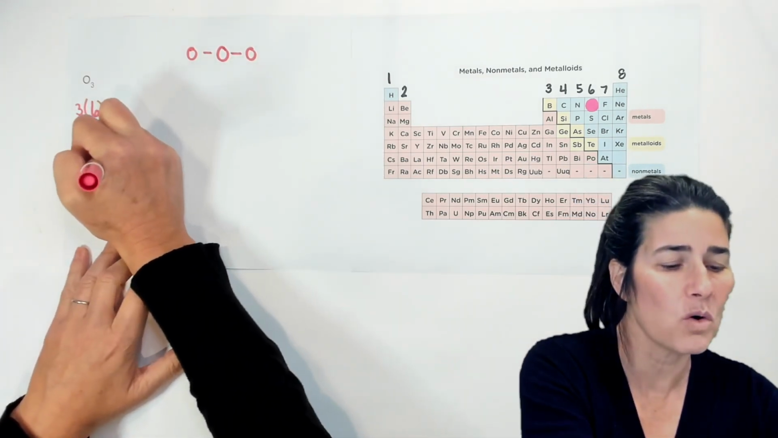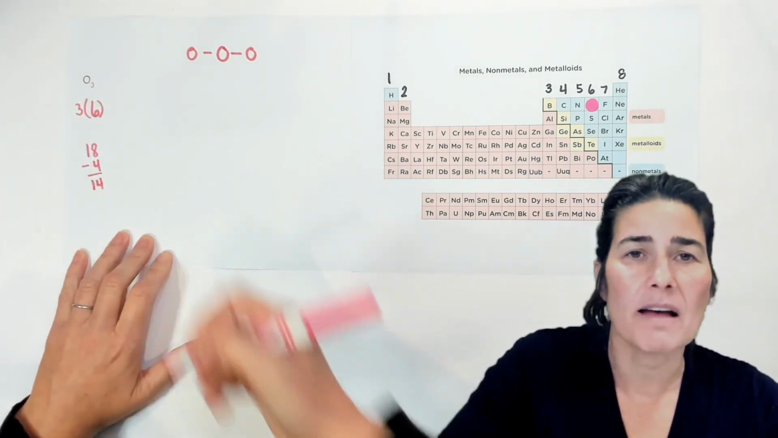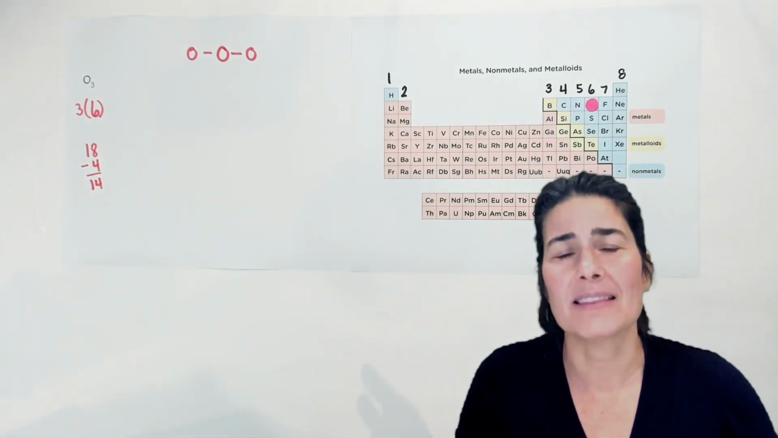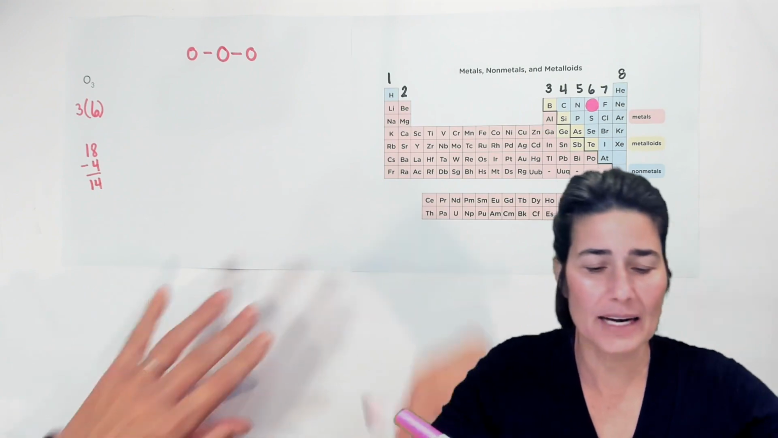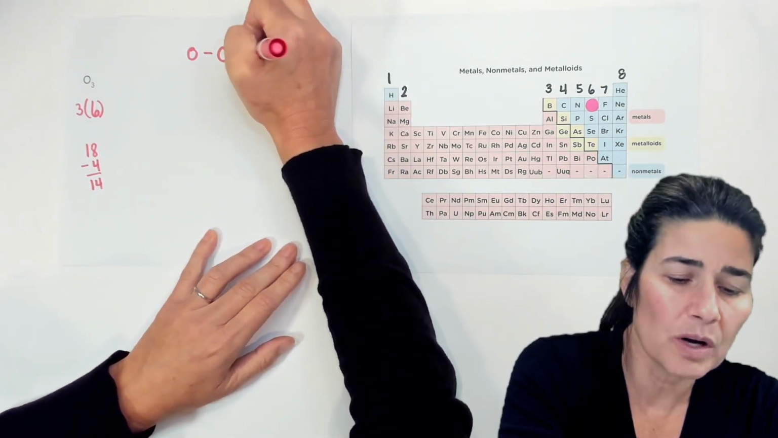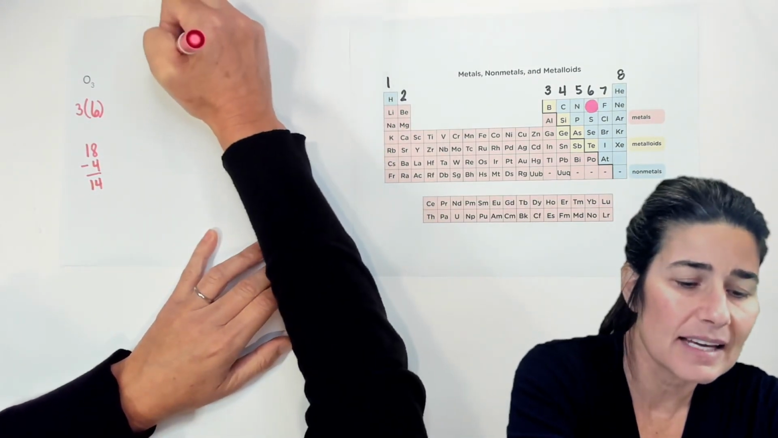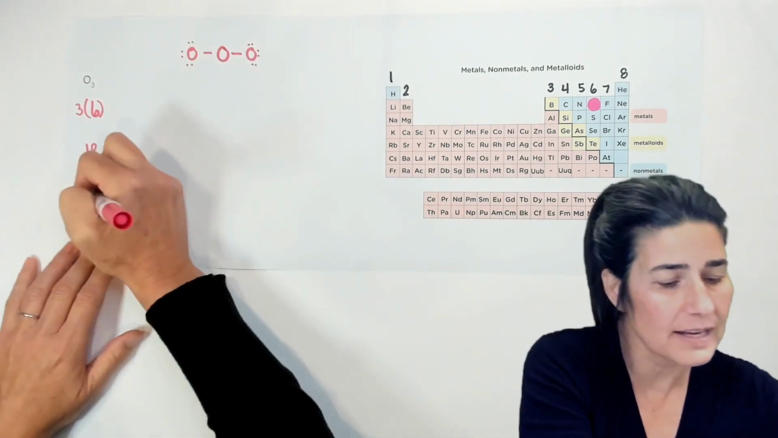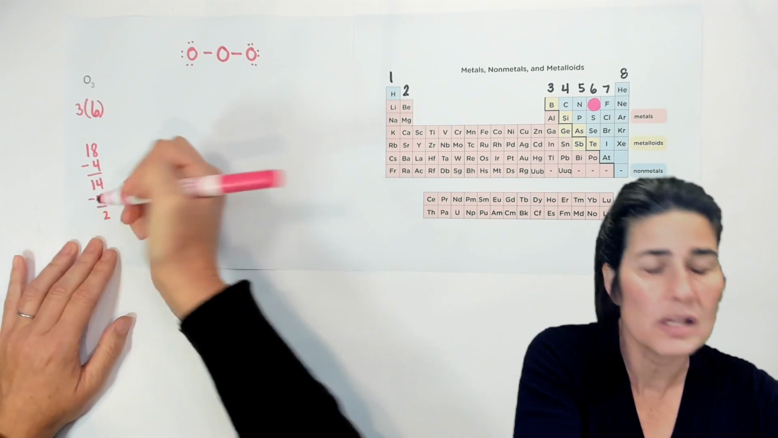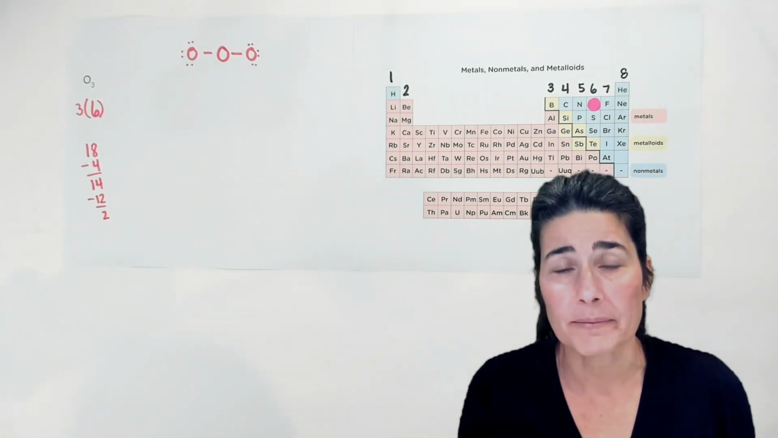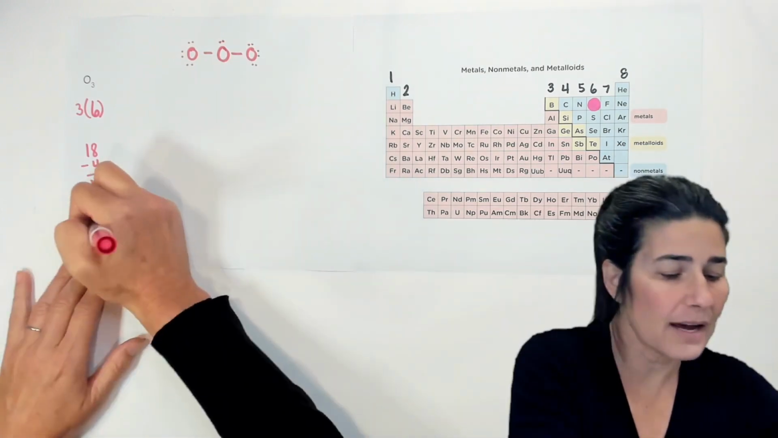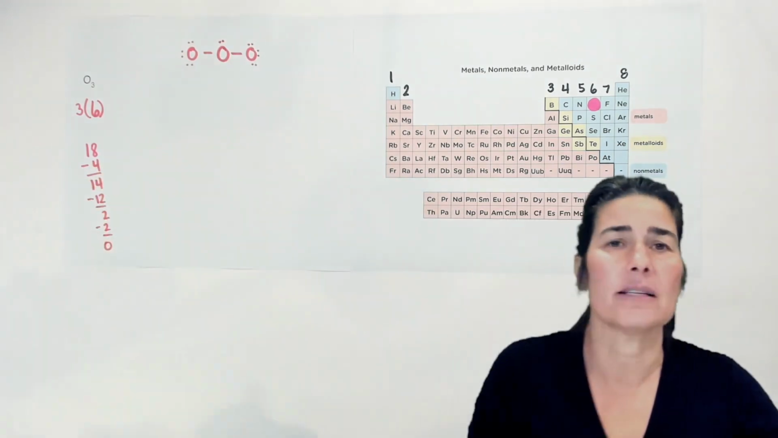We're going to take 4 out of our total. We've got 14 left. Step 3, fill in the octets of those outer atoms. So we're going to say 2, 4, 6, 8, 10, 12. We're going to go ahead and take away 12 valence electrons from our total. We've got 2 left over. Leftovers are supposed to go on the middle. So now we've run out of electrons.